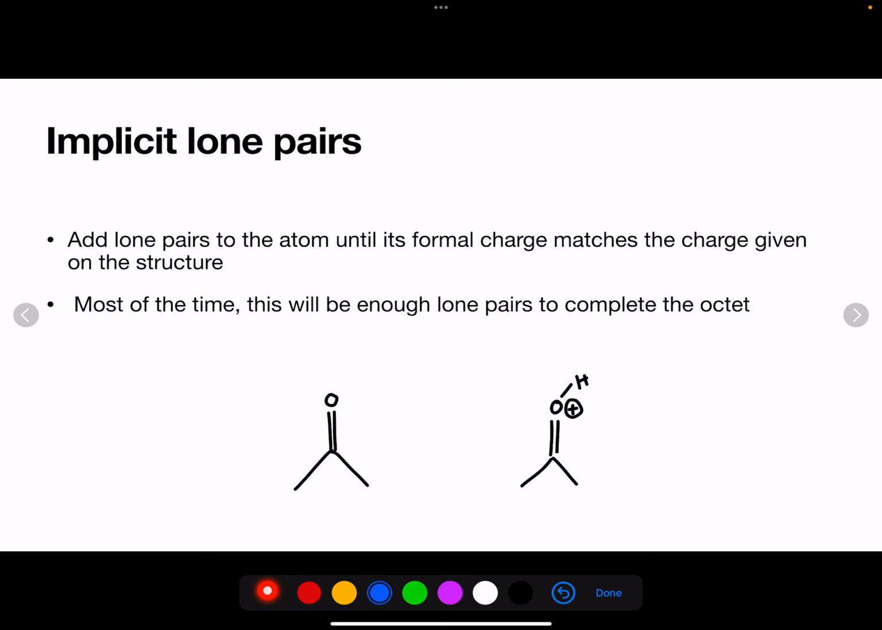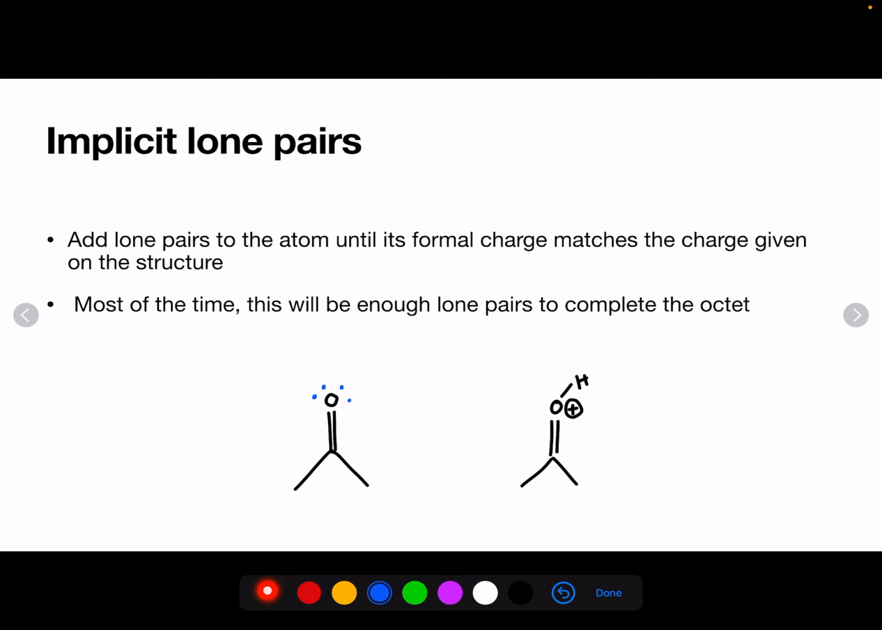Now moving on to implicit lone pairs, we're just going to take the atom and add as many lone pairs as we need until its formal charge matches the charge given on the structure. Most of the time, this will be enough lone pairs to complete the octet as well. So, first with this oxygen on the molecule on the left, right now it's connected with the double bond. So that means we're going to need to add 2 lone pairs, 4 electrons in total in order to complete the octet.